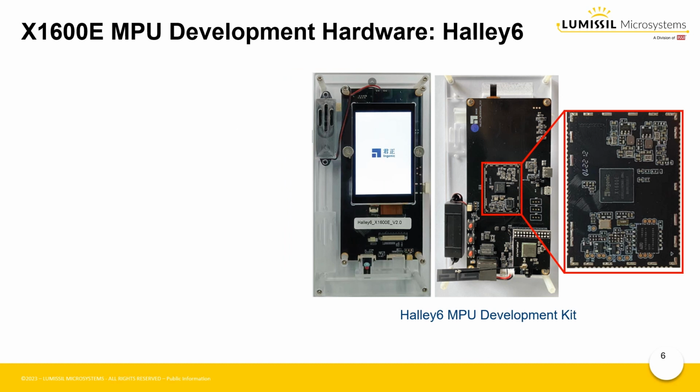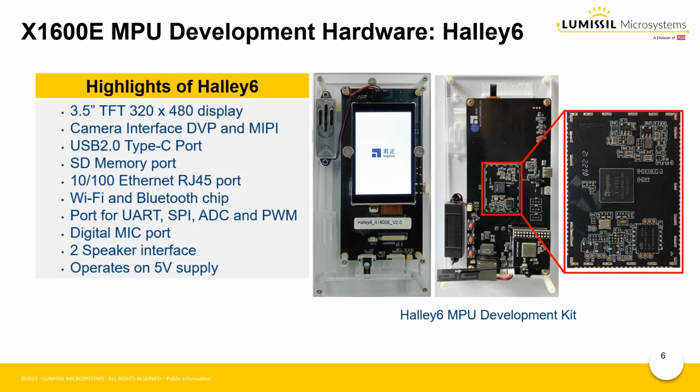The MPUs are available in very useful development boards. The X1600 development kit is called the Haley 6. It has the features listed here below. It has a 3.5-inch TFT display at 320 by 480, has a camera interface with the DVP and the MIPI port, has a USB 2 Type-C port, an SD memory port, 10/100 Ethernet RJ45 port, has a Wi-Fi and Bluetooth chip, ports for the UART, SPI, ADC, and PWM, has digital mic port, 2-speaker interface, and operates on a single 5-volt supply. These boards are really intended for the engineer's development.